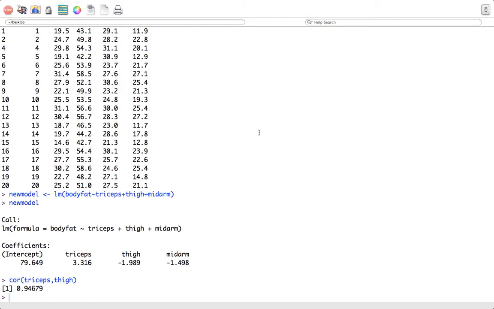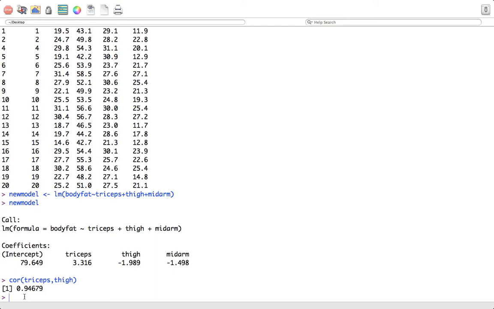Let's go over here. And what I want to do is start focusing on this current model called the new model. Now, guys, again, the new model is predicting body fat from triceps, thigh, and mid-arm. All right. So I see that I have a potential multicollinearity issue. I think that's pretty convincing. So now I'd like to get into all the fancy stuff that we've done.